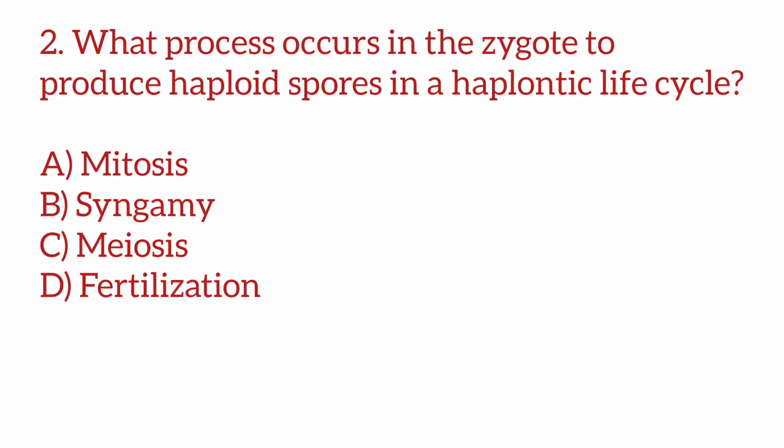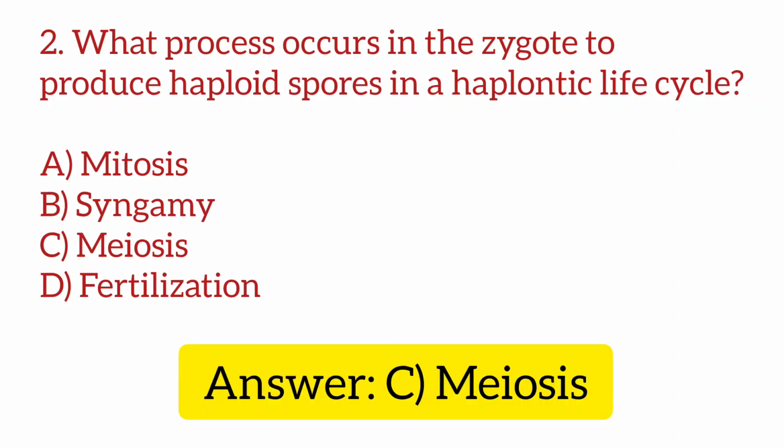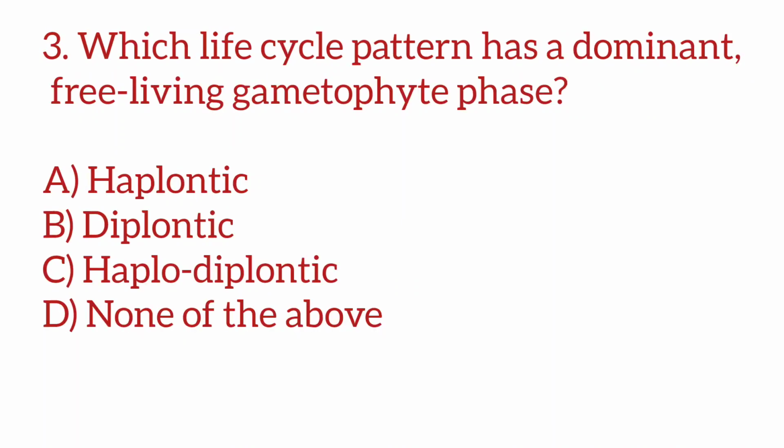A. Mitosis. B. Syngamy. C. Meiosis. D. Fertilization. Answer C. Meiosis. 3. Which life cycle pattern has a dominant, free-living gametophyte phase? A. Haplontic. B. Diplontic. C. Haplodiplontic. D. None of the above.